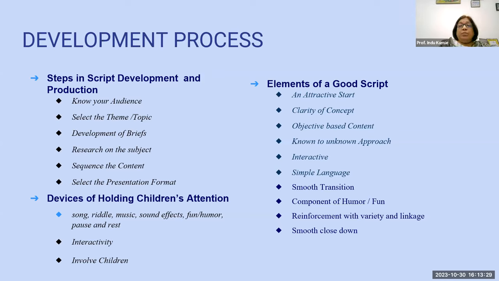Elements of a good script. Here are some of the elements of good scripts you can see on the right hand side. It should have an attractive start. Abrupt starting should not be there. We should keep hold on our audience, and for that we need to have an attractive start. Then clarity of concept. The concepts we are dealing with should be clearly explained in the script so that children understand it better. Then objective-based content.